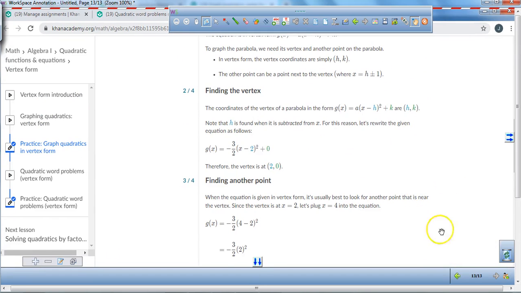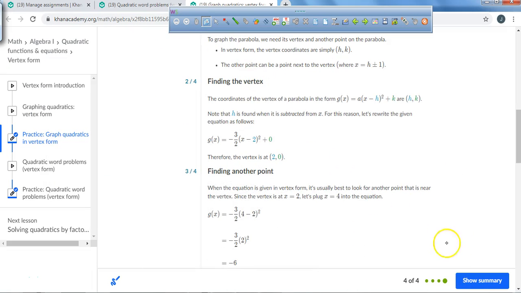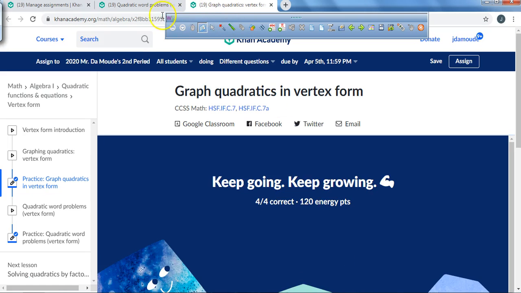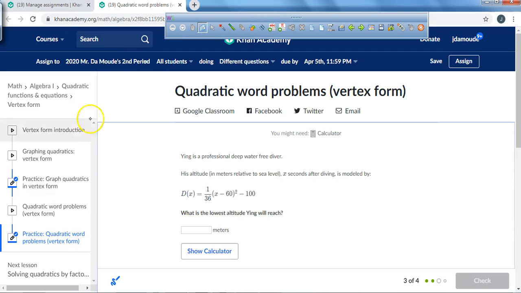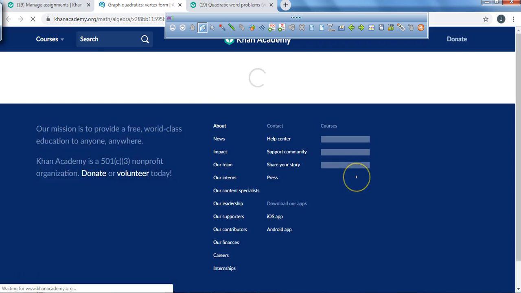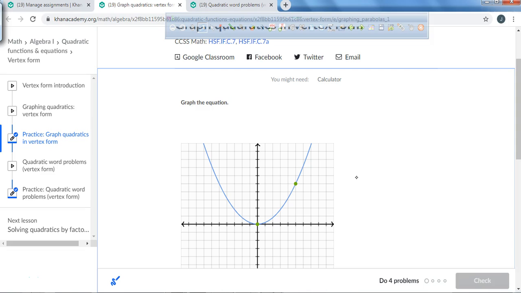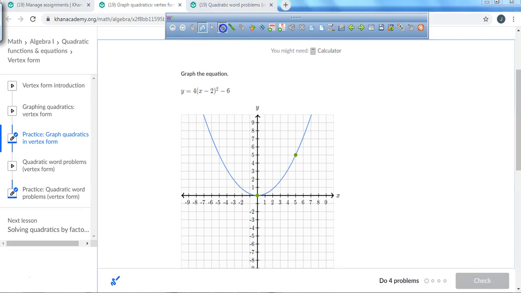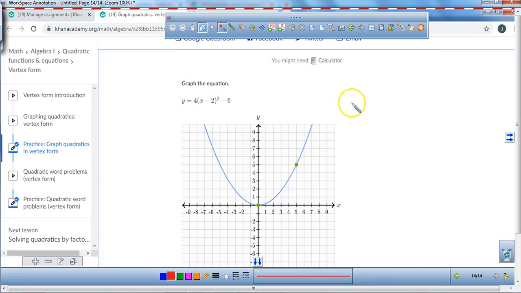So, go here. All right. Now let me go and close this out. I'll do one more problem before we go on to the next one. Graph in vertex form. Here we go. Let's do this one more time. This one says y equals. So what I'm going to do is I'm going to write vertex form down. You can practice with me.